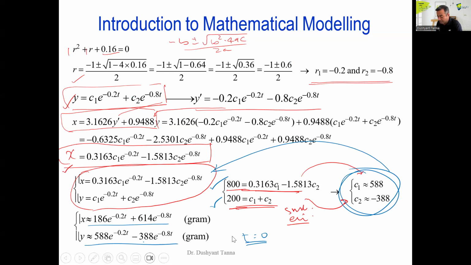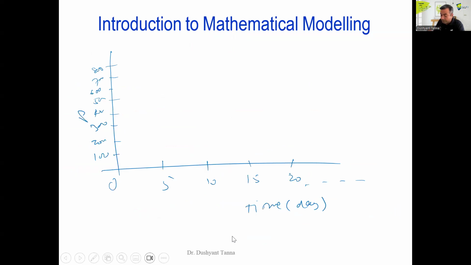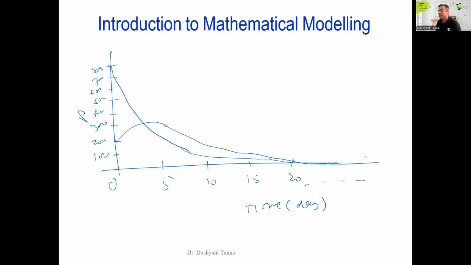Same for the Y, right? So the first part will start at 800, right? And it will gradually decline, and gradually decline, it goes up to about 25 somewhere, and then it goes almost to 0, right? With the Y, it should start with 200. Why? Because that's the initial value given. It goes to a peak, and after a certain point, again, it starts declining.